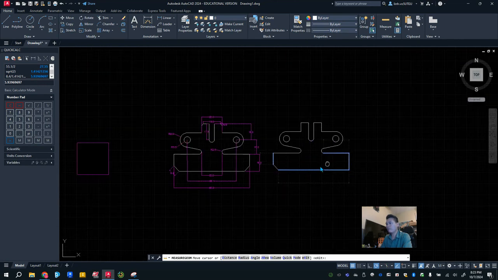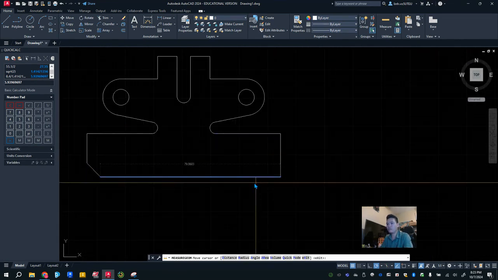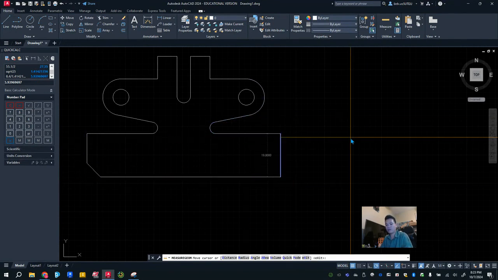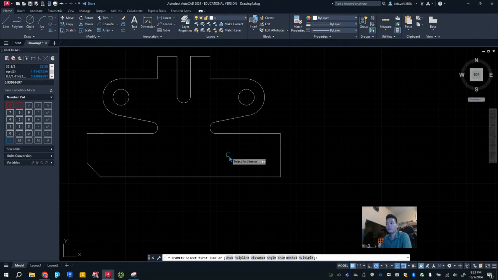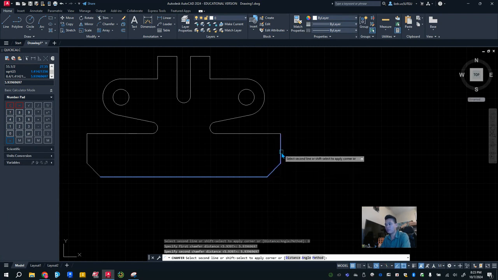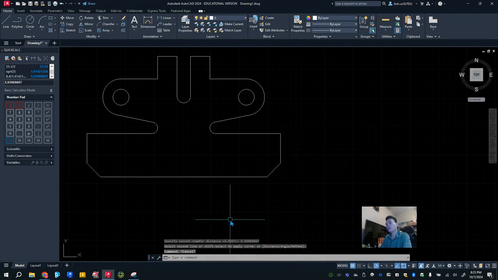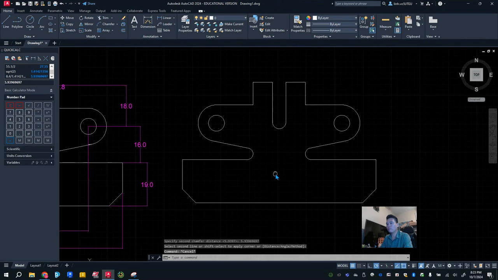Because they are symmetrical on this side, I'm going to do the same thing over again. Chamfer right there with the distance of that number, and for the second measurement also the same, and then I select the second line. So that right there is your answer for the chamfer there.